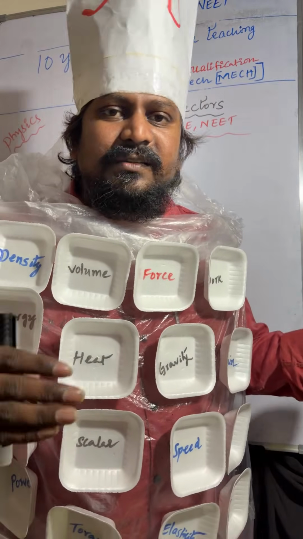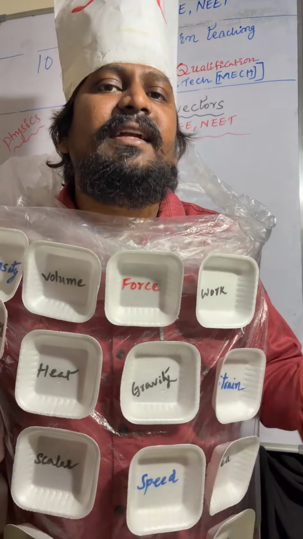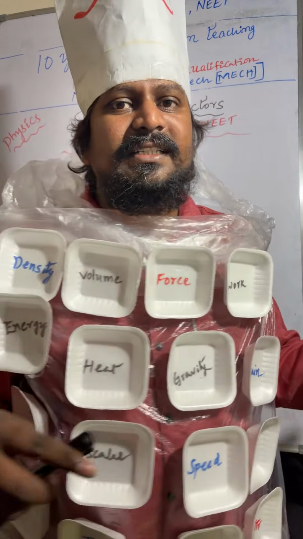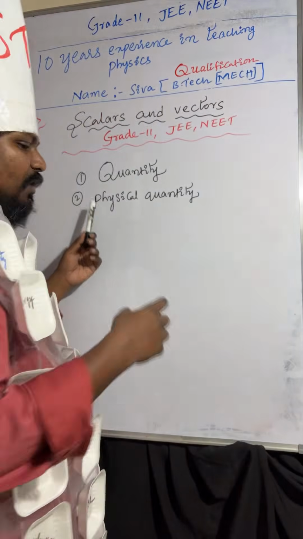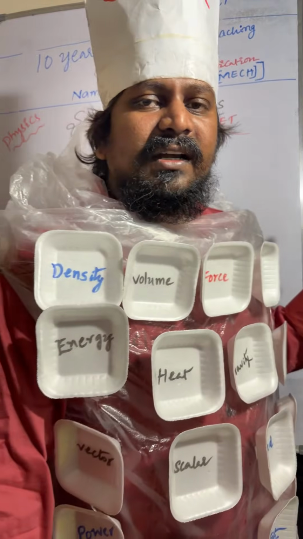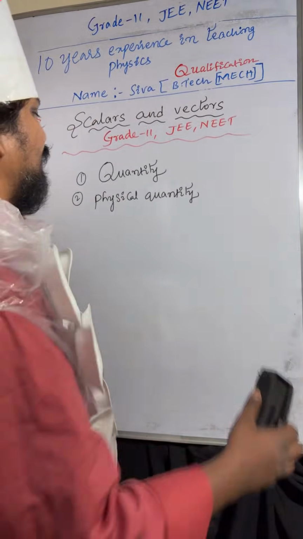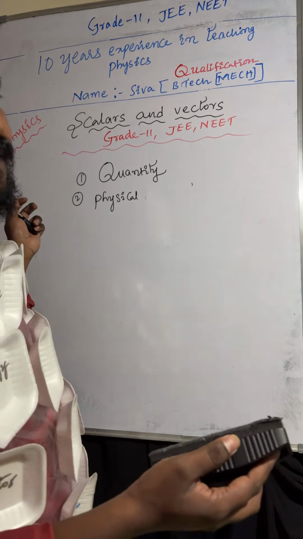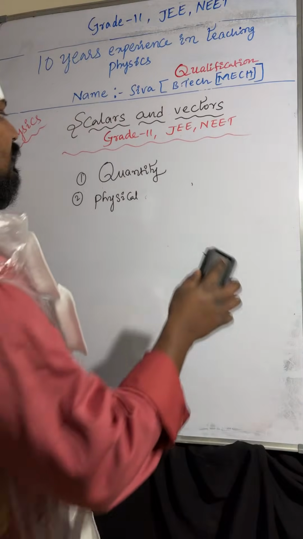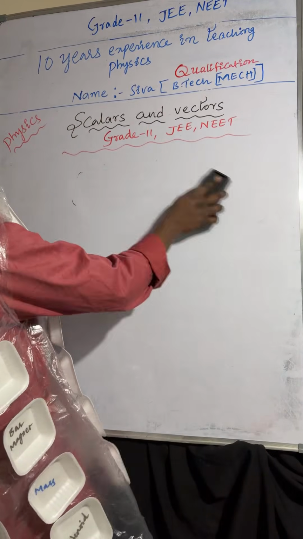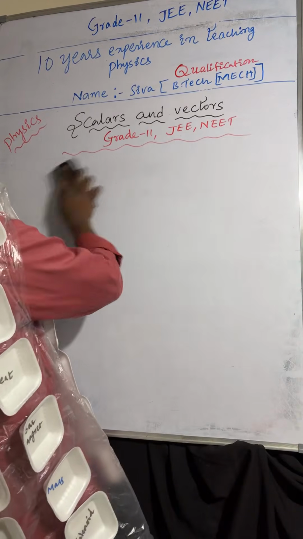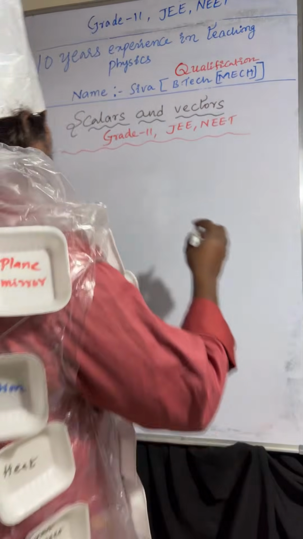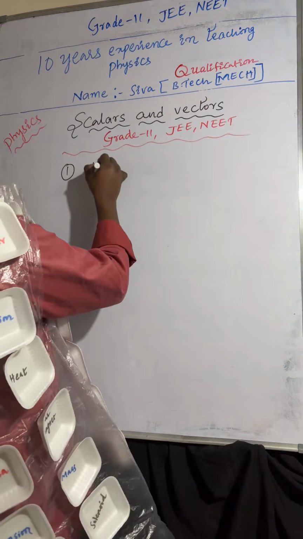There are different types of vectors, and we'll discuss all those things. I hope it is very clear: quantity, physical quantity, types of physical quantities, fundamental and derived physical quantities. All those points we discussed. Now we are completely discussing types of vectors. First one is equal vectors.